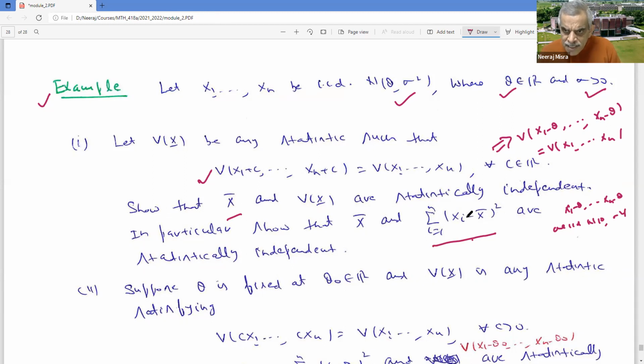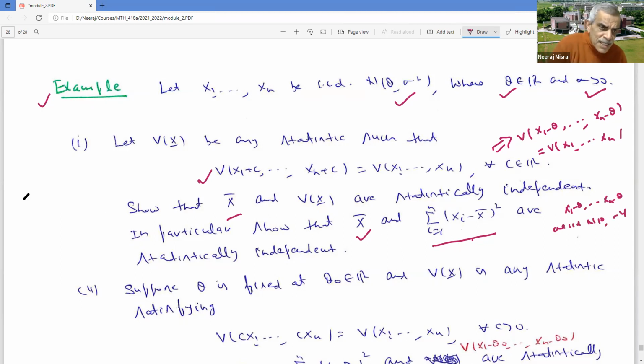If I add C to everything, then x bar also gets C added, and C cancels. So summation xi plus C minus x bar plus C would be the same as summation xi minus x bar whole square. So this is an ancillary statistic. X bar is complete sufficient. So they are independent for any fixed sigma square. And since neither depends on sigma square, x bar and summation xi minus x bar whole square are independent for any sigma square.